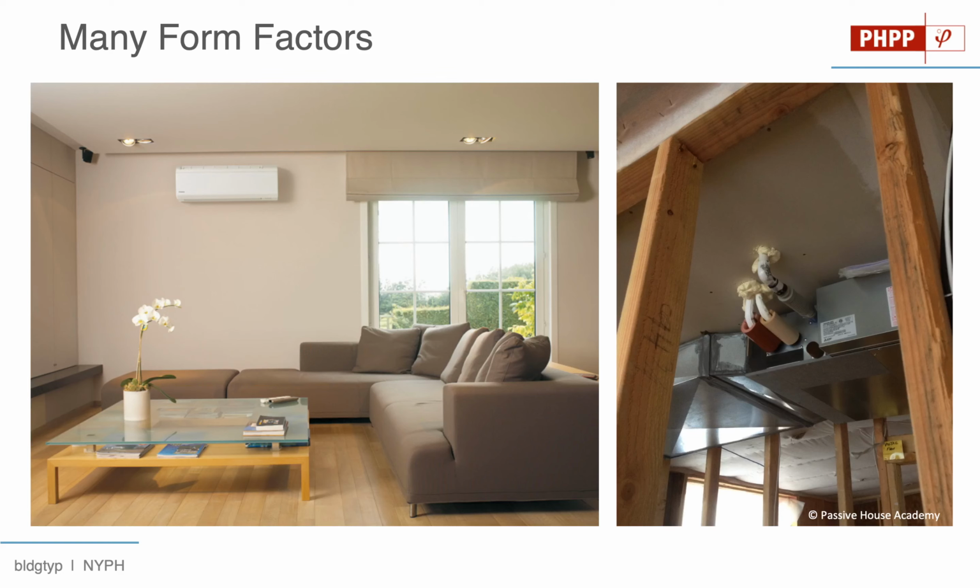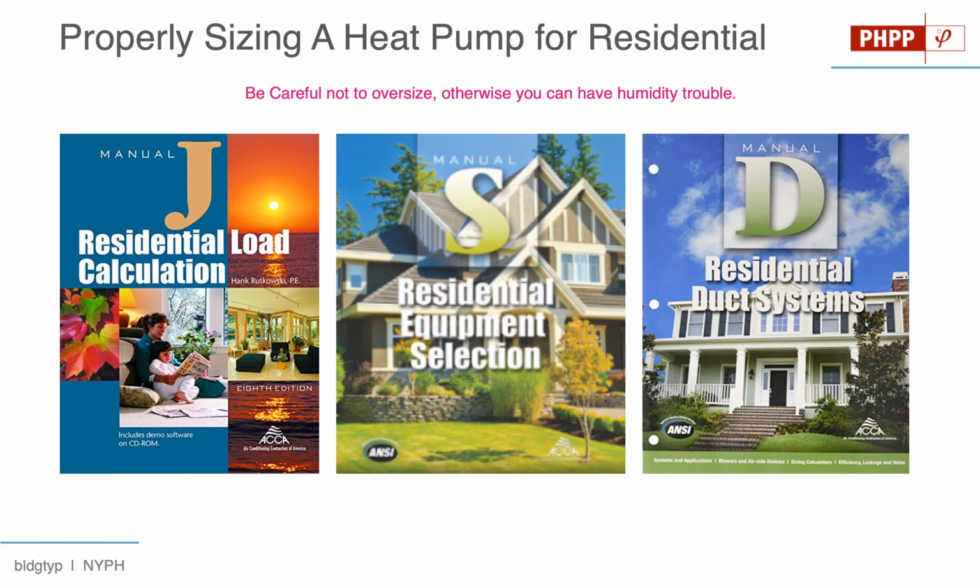Here you can just see a couple of form factors. They come in wall-hung units, floor mount units, ceiling mount units, cartridges, drop ceiling units, hidden units, ducted units, unducted units. They come in every shape and size under the sun. So we use a lot of these types of equipment, and of course we're able to model this in the PHPP.